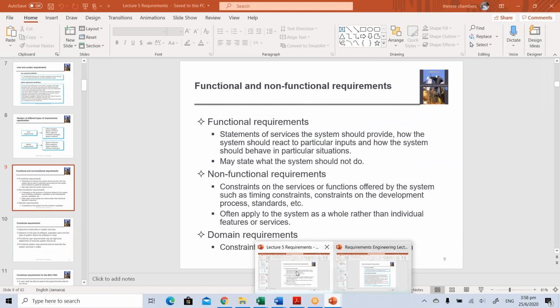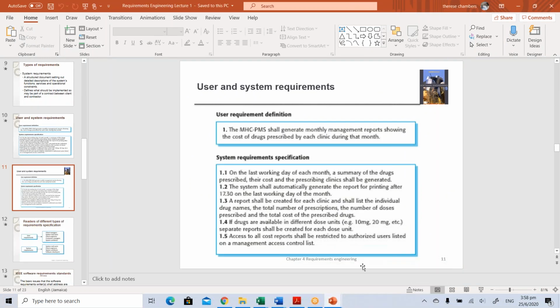I don't know which is which now. No. One, yes.